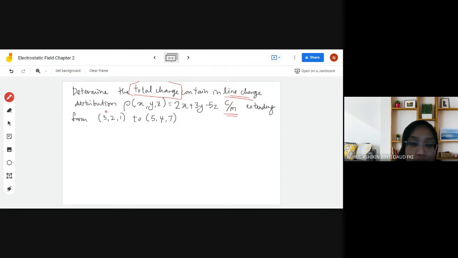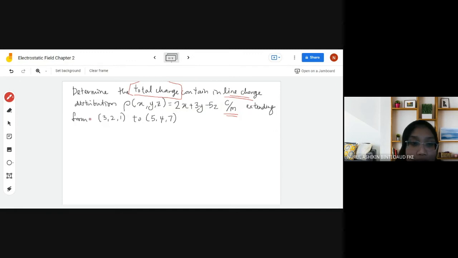The distribution is rho of x, y, z, so it is using Cartesian coordinates: 2x plus 3y minus 5z. This is the equation, the position vector.